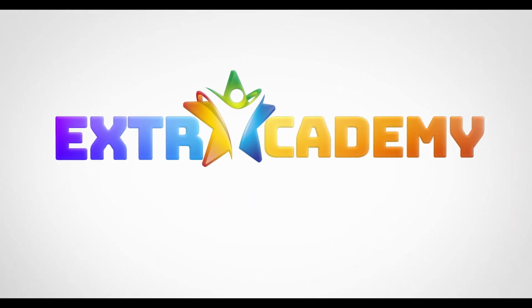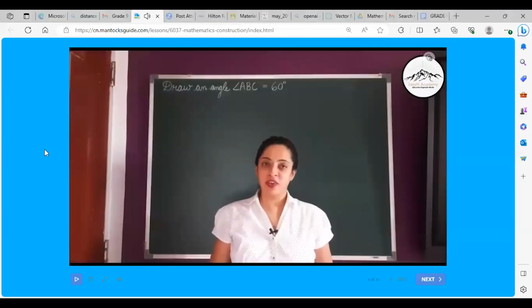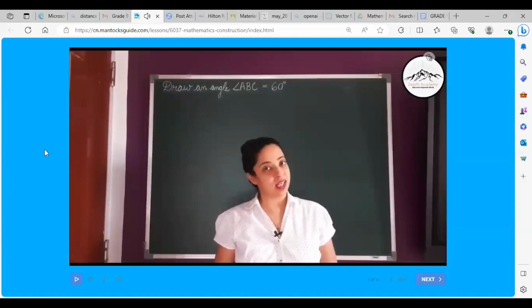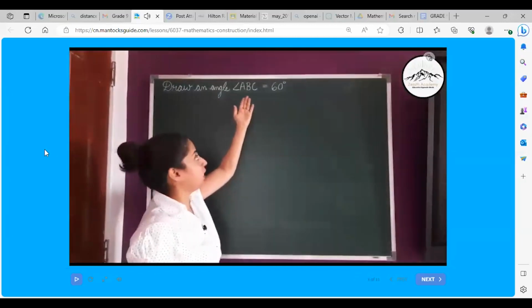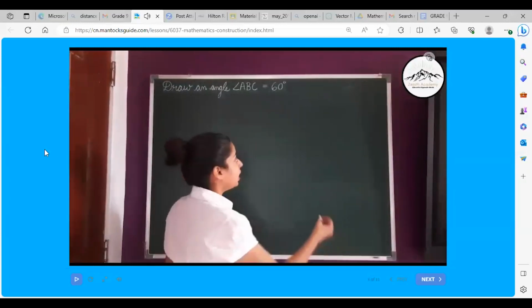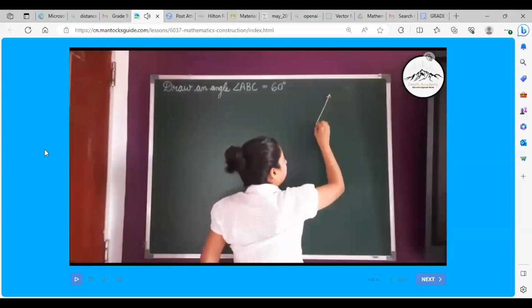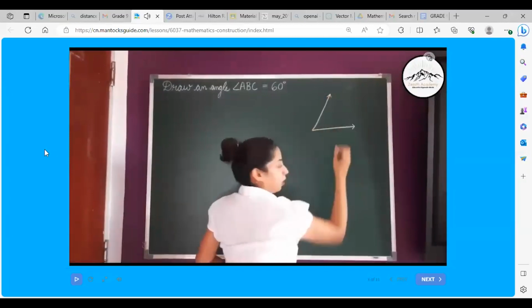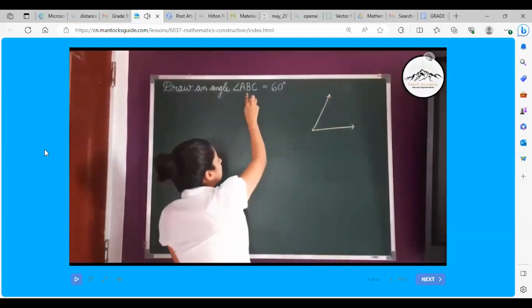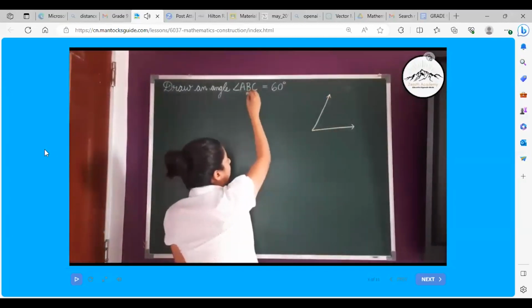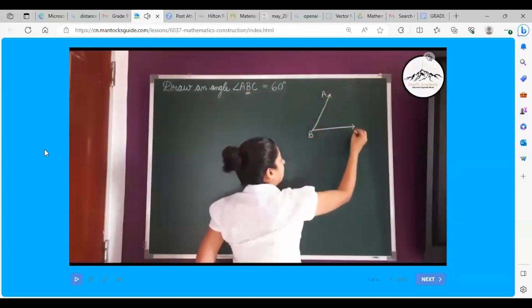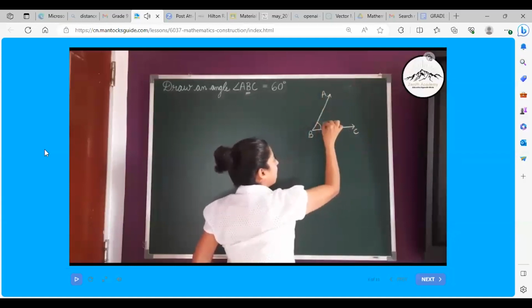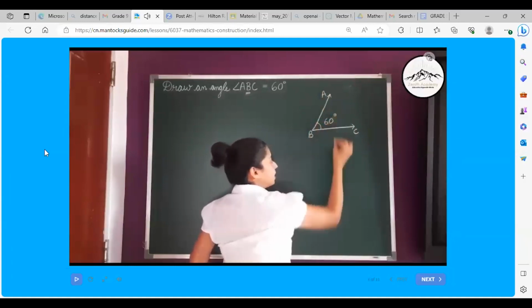Today we are doing geometrical constructions, and in this video lesson we will be studying how to draw an angle of 60 degree. So suppose the question is draw an angle ABC such that angle ABC is 60 degree. In that case, first you will draw a rough diagram. Now you have to make sure that B is the middle one, right? The vertex is B. So B is here, this is A and this is C. And this angle you have to make it 60 degree.